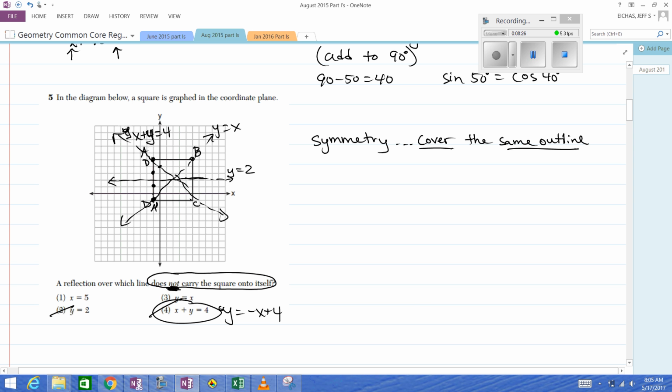All right, x equals 5. If you reflect over that line, point A ends up all the way over here somewhere. Well, we've just found a point that doesn't have a match on the other side of it. So we didn't fill the same outline. We're going to start creating a new figure. So that is the one we're looking for. It does not carry onto itself there.